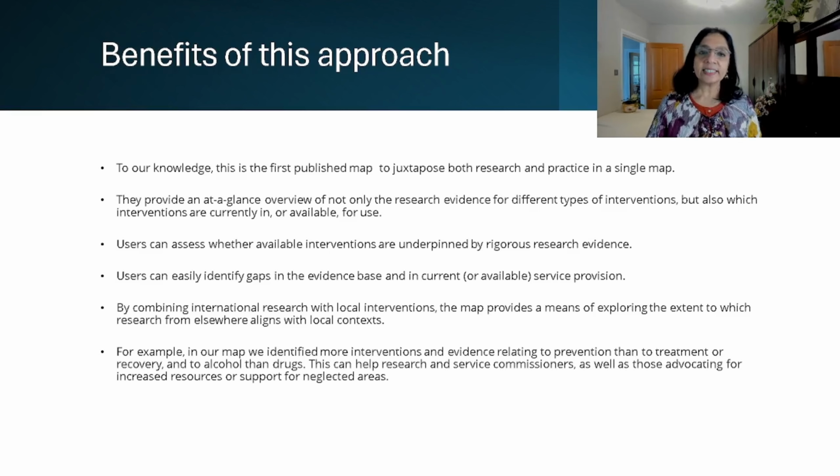So users can assess whether available interventions are underpinned by rigorous research evidence. Users can easily identify gaps in the evidence base and in current service provision. By combining international research with local interventions, the map provides a means of exploring the extent to which research from elsewhere aligns with the local context. So we believe this is one method of contextualizing evidence. Mostly we get systematic review evidence, which is international literature. Then we can contextualize it to the local settings.